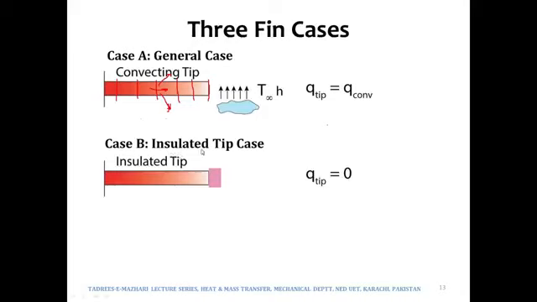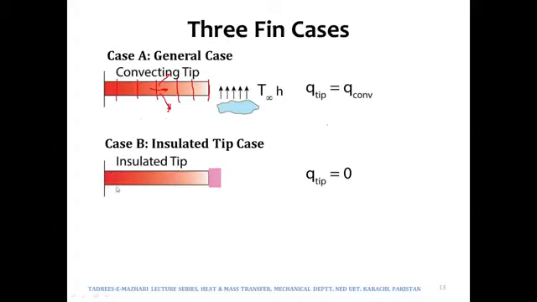Insulated tip means that the surface area of the fin is very large, so large that the area of the tip of the fin is very small in comparison with the rest of the surface area of the fin.